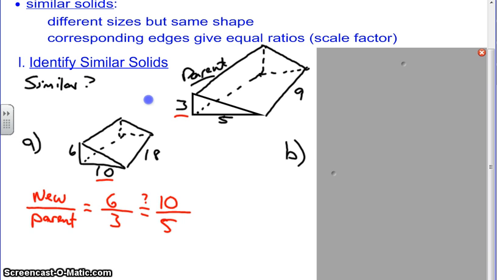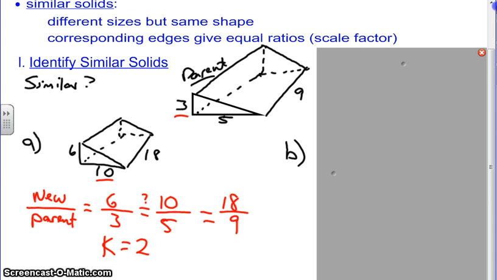Good, 2. And so let's see, we could even prove that these two figures are similar by checking out the last dimension that we were given. In the new figure we have 18, which is the height of the prism, the distance between the bases, right? And in the parent figure we have 9. And you can see that that ratio also equals 2. So the scale factor for this pair of similar prisms is 2. All right? Good. Let's see about figure B.